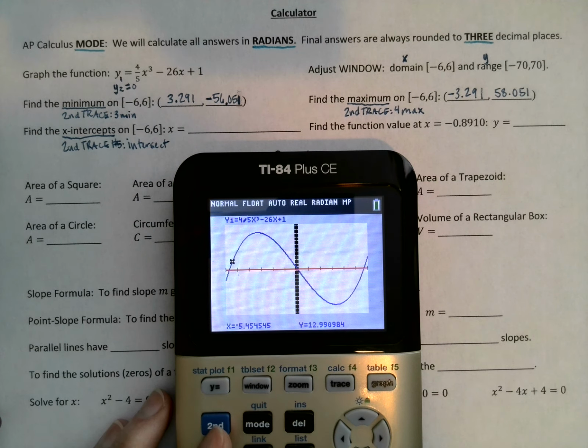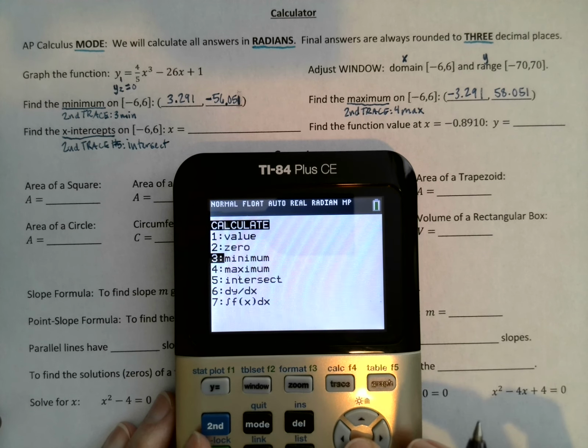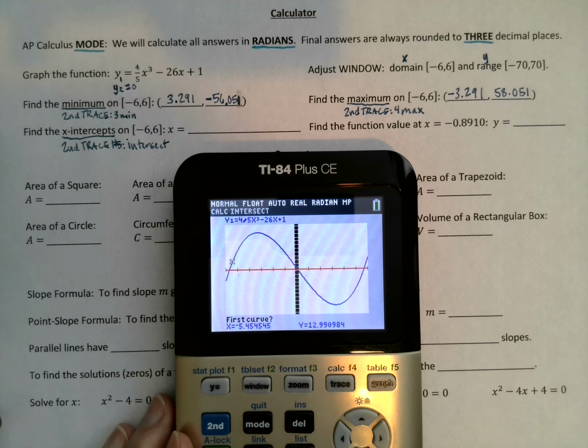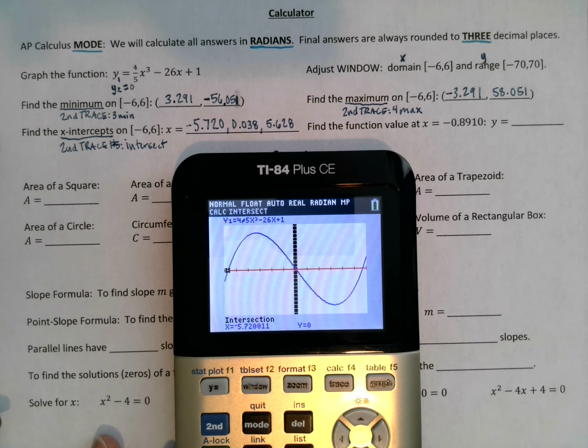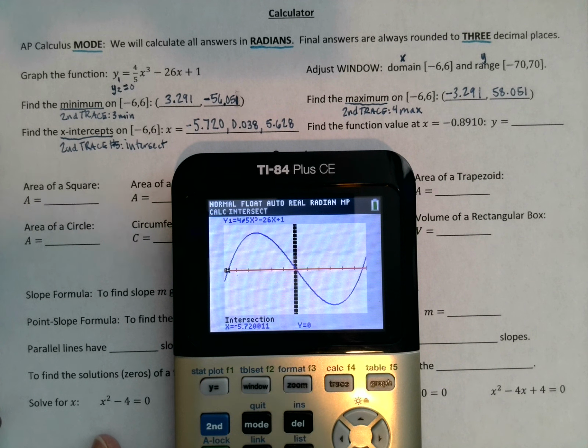To find my solutions, or x-intercepts, I'm going to go to second trace, number 5, and this is why we had that y2 equals 0, to get an intersection with the x-axis. So get close to the intersection and hit enter 3 times. Then you'd repeat that process for the other 2 intersections.